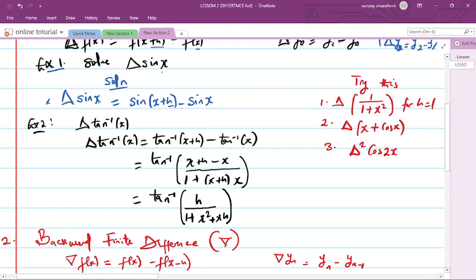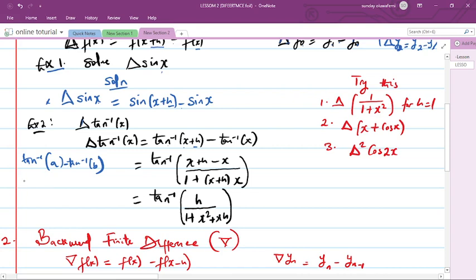If you have the forward finite difference of arctan x, for the forward finite difference of arctan x, we have an increment step forward, that is arctan of x plus h, minus arctan x. And don't forget your trigonometric ratio. We have arctan A minus arctan B.